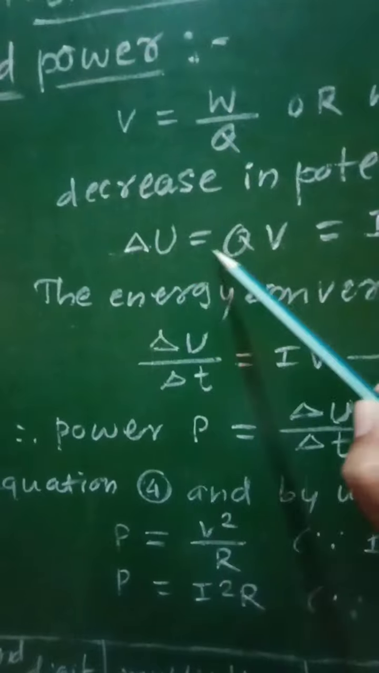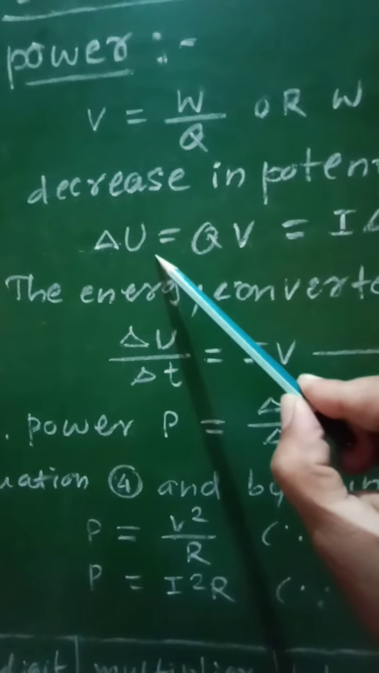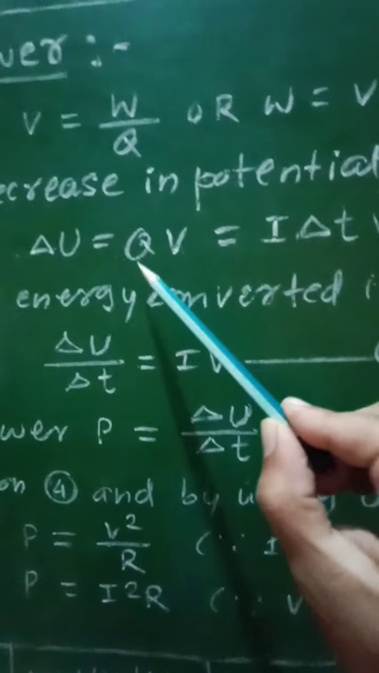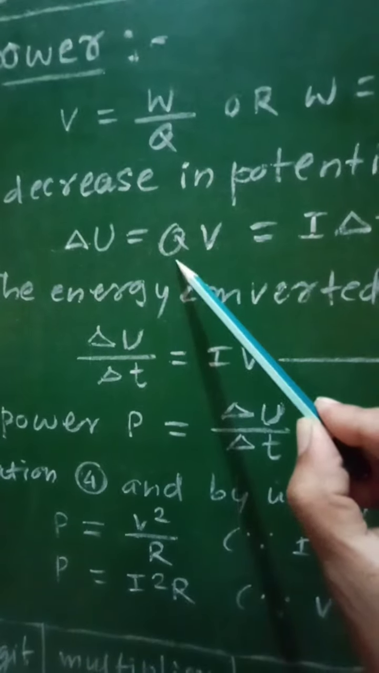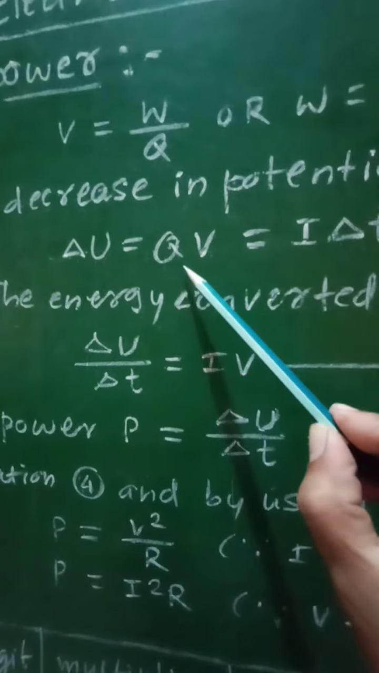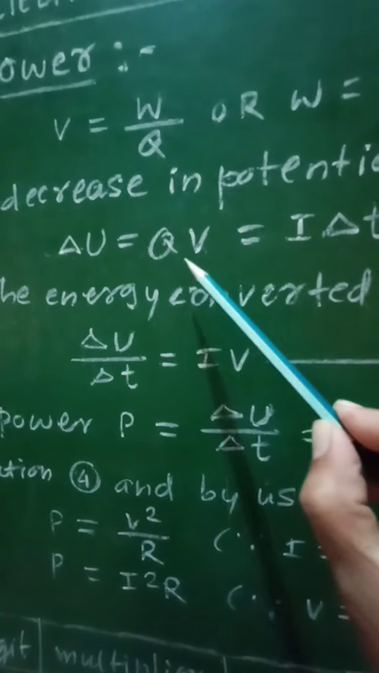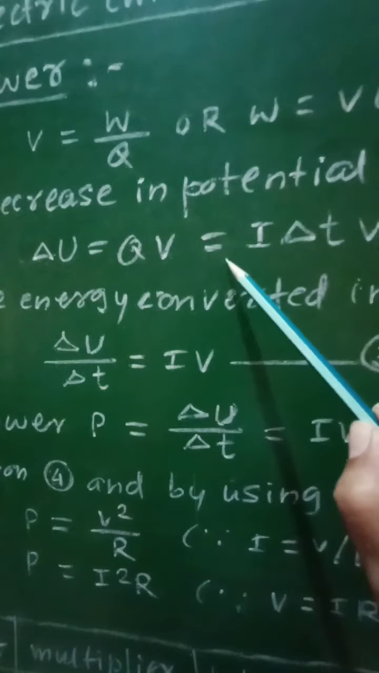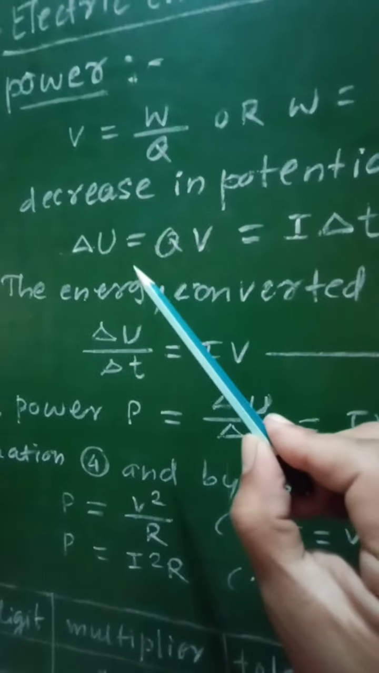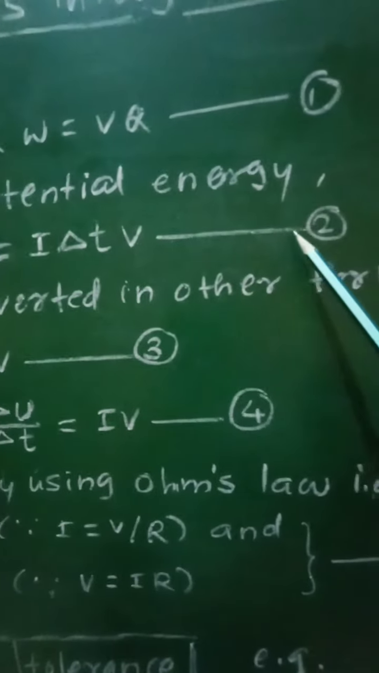Therefore delta U is equal to Q phi. As this Q is charge, it is related with current I, as charge is equal to current into time. Now if I represents current and delta t is the time, then Q will be equal to I delta t, and phi will remain as it is. Therefore delta U equal to I delta t into phi, equation number 2.